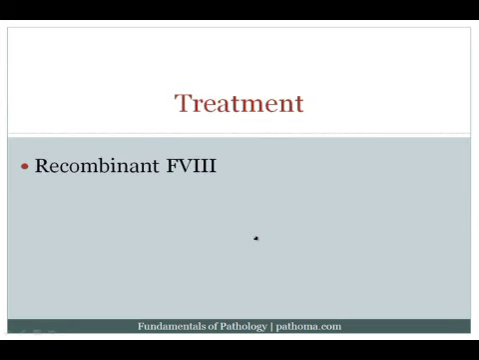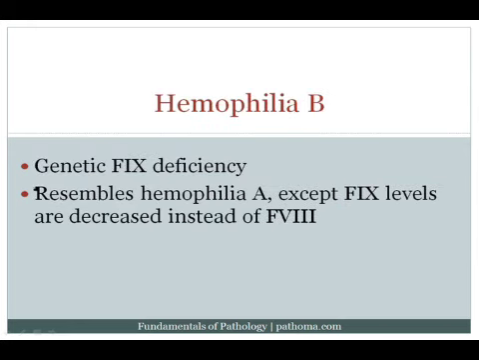What's the treatment? You simply give back the patient recombinant factor VIII, and of course that makes up for the deficiency. Now, in the next disorder, hemophilia B, all we do is go one step back, and instead of having a factor VIII deficiency, we actually have a factor IX deficiency. This is also called Christmas disease, by the way.